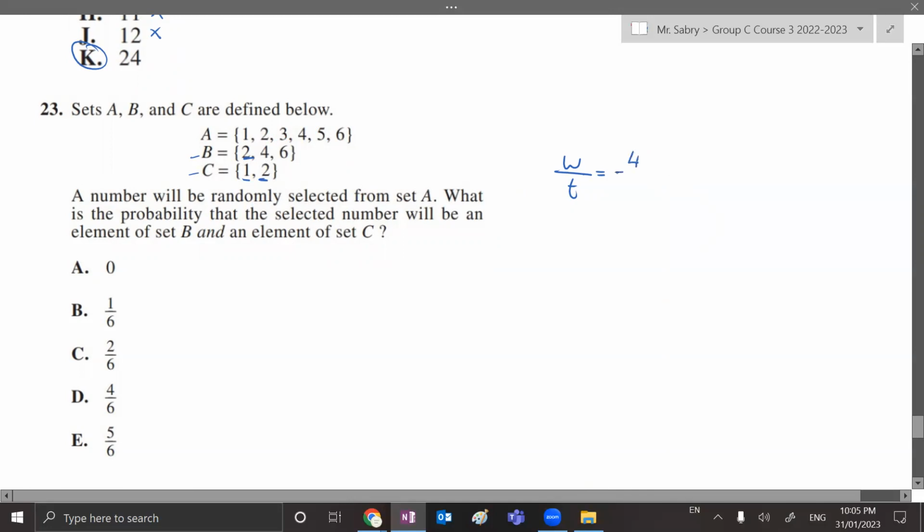Total of 4 numbers. Over the total, how many elements are in set A? There are 6 numbers. So the probability here is 4 over 6, which is simplified as 2 over... Oh, no, never mind, 4 over 6 as it is. They did not simplify it. Does this make sense?